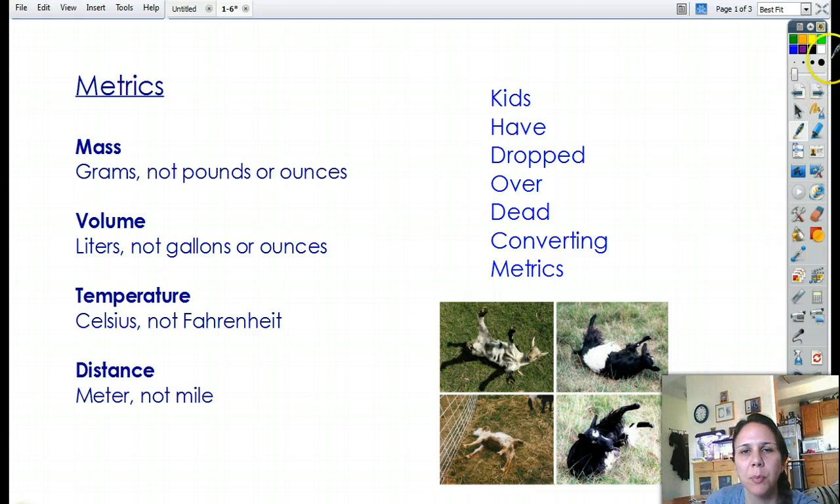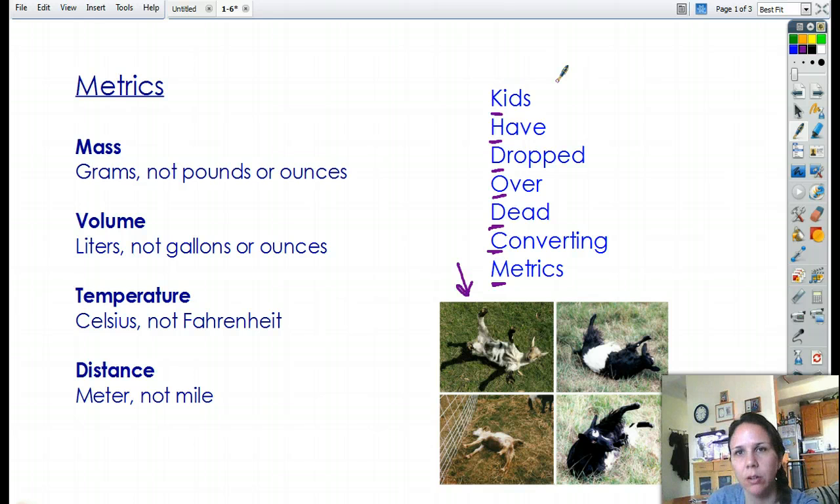So how do I learn all the prefixes? Well, from this silly little thing right here. Kids have dropped over dead converting metrics, just like my little goats here did. They were trying to convert metrics. It was too much. They passed out, and they flipped over and dropped over dead. And so what these letters help you remember are the prefixes.